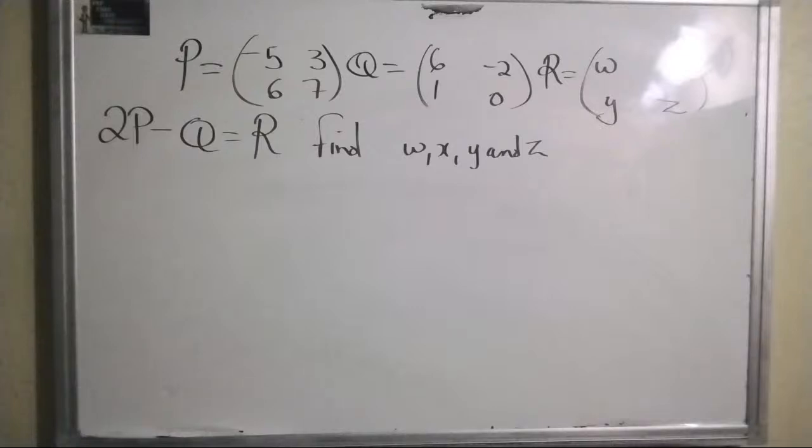Alright guys, so this is another one. This one says P is equal to negative 5, 3, 6, and 7, and Q is equal to 6, negative 2, 1, and 0, while R is equal to double X, Y, and Z. Now this one says we are to multiply 2 times P and minus Q and equate it to R.